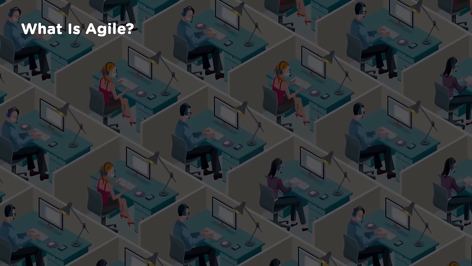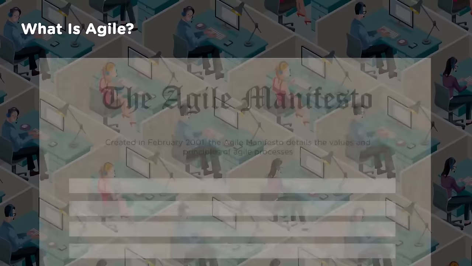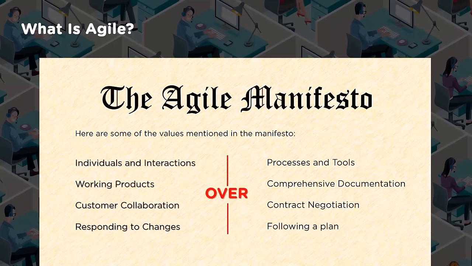So now, Agile is a concept, right? It has a detailed manifesto based on which all the Agile methodologies are created. So what is this Agile manifesto all about? It was created in February 2001, and it details out the values and principles of agile processes, which says there are some values mentioned on the left which have more weightage compared to the ones on the right.